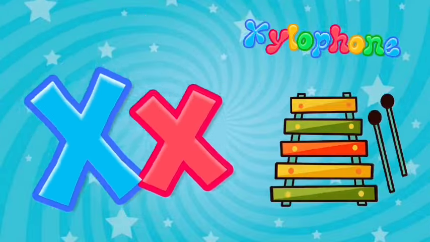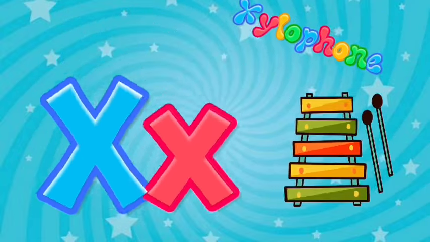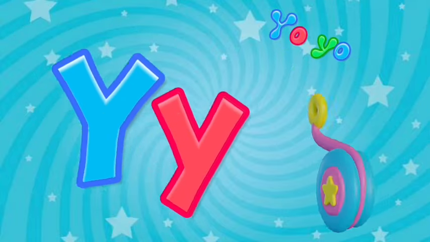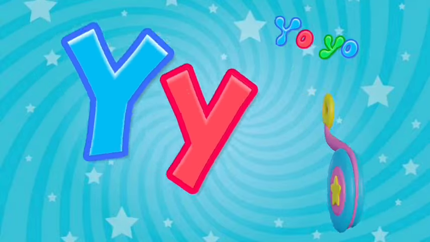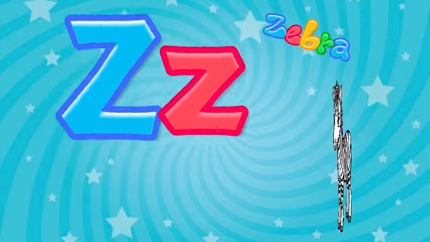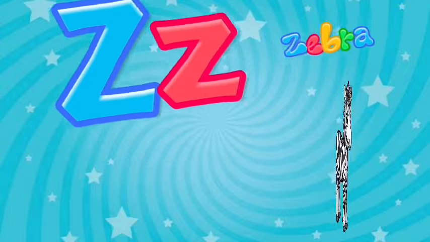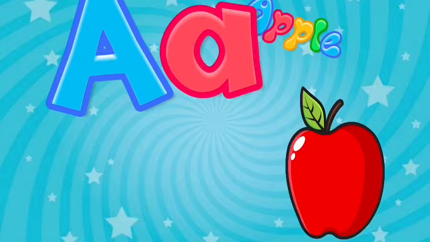X is for xylophone. Z, Z, xylophone. X, xylophone. Y is for yo-yo. Y, Y, yo-yo. Y, yo-yo. Z is for zebra. Z, Z, zebra. A is for apple.